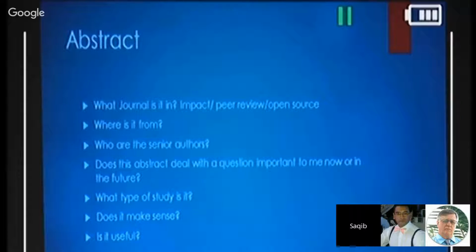If you're in a field, you know who the big names are, and you tend to give them a little more credence. Whether that's valid or not, I don't know, but we all do it. The big thing is, does this article deal with a question that's important to me now or in the future? What type of study is it? Does the study design make sense? Do the results make sense? And then is the study useful? You can do this very quickly as you read through an abstract. I read very quickly through an abstract, and based on the abstract, I decide whether I'm going to read the whole paper or not.